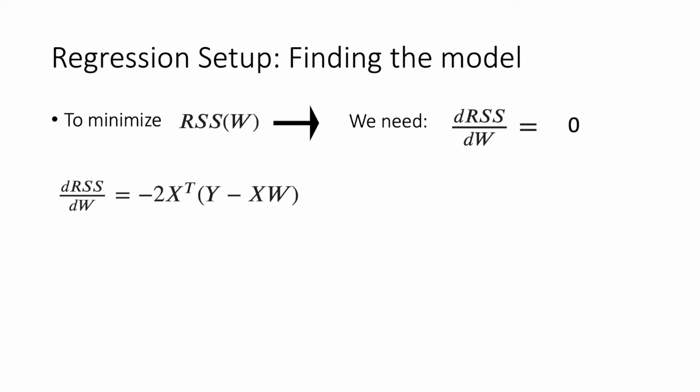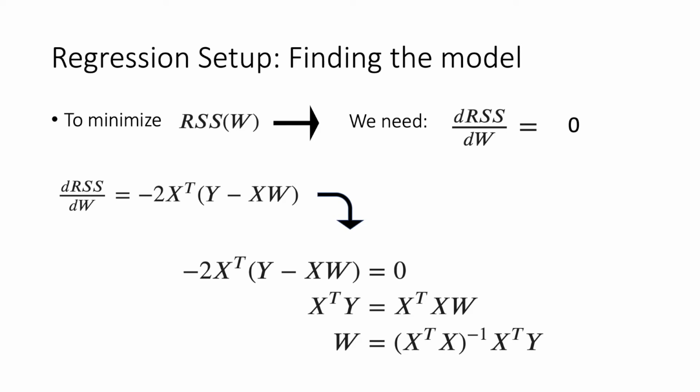The derivative is basically that. You can check it by yourself; it's just basic algebra to find the derivative of this RSS. The minus 2 comes from the square, and the minus from this term. And if we set that to 0, then we can easily find W as this product.